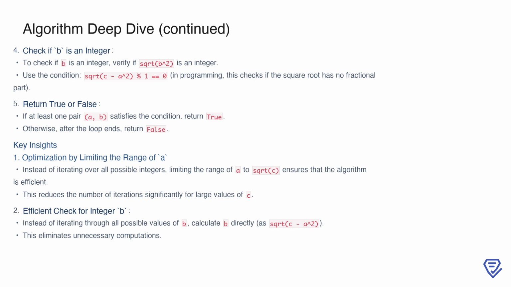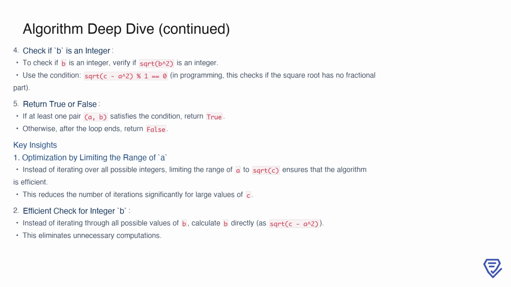If this condition is true, it means b is an integer, and we have a valid pair (a, b) such that a^2 + b^2 equals c. If we find at least one such pair, we return true. If the loop completes and no valid pair is found, we return false.